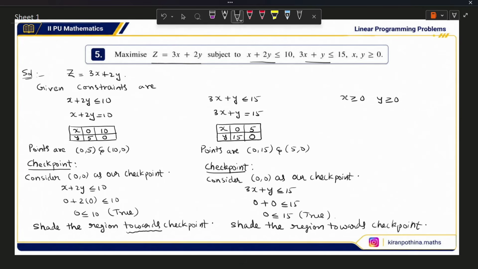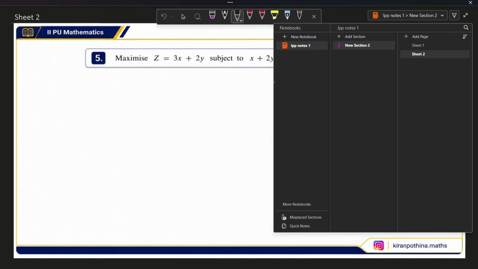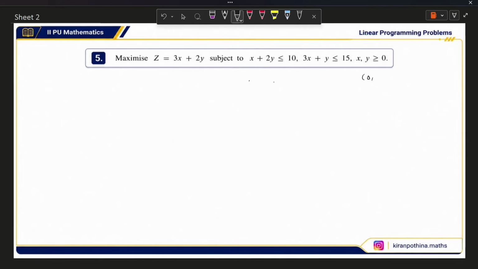First remember these 2 points we will draw in a graph. First one is 0, 5 and 10, 0. We'll move to the next sheet. So first line points are 0, 5 and 10, 0. Okay, so we'll draw the graph.